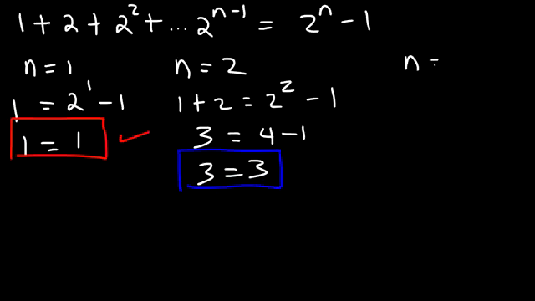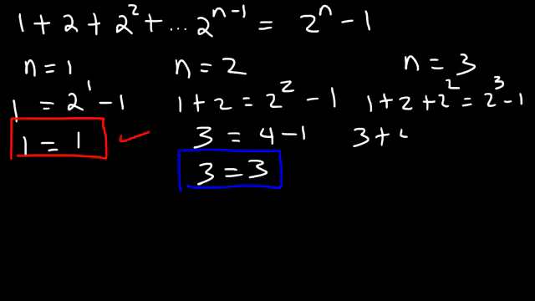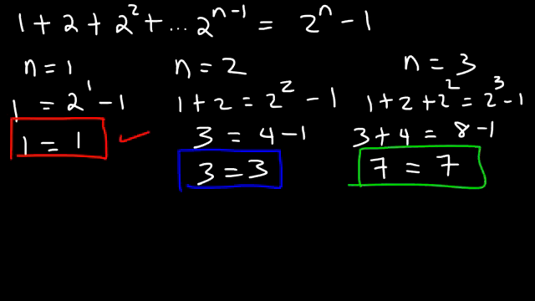Let's see if it's true when n is 3. So on the left, let's add the first three terms. So it's going to be 1 plus 2 plus 2 squared. And that has to equal 2 to the third minus 1. 1 plus 2 is 3. 2 squared is 4. 2 to the third, that's 2 times 2 times 2, which is 8. 3 plus 4 is 7. 8 minus 1 is 7. So it's true when n is equal to 3.